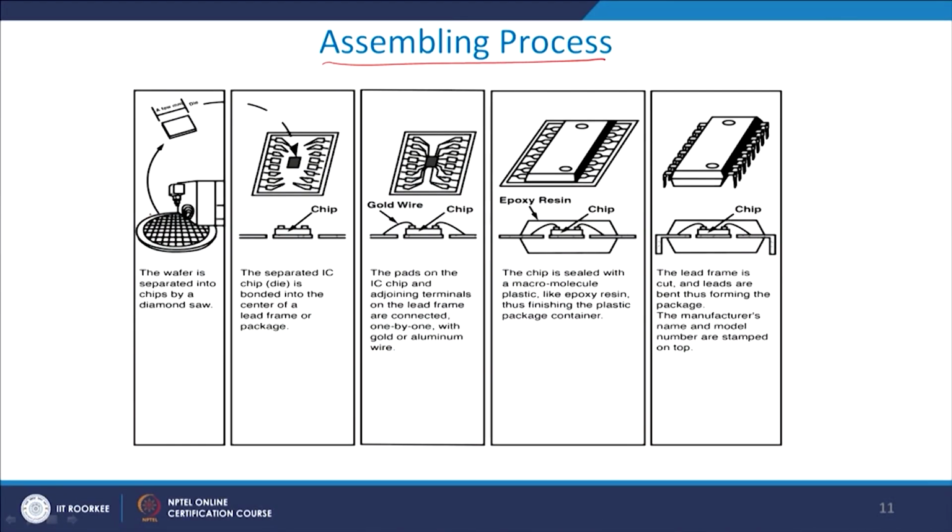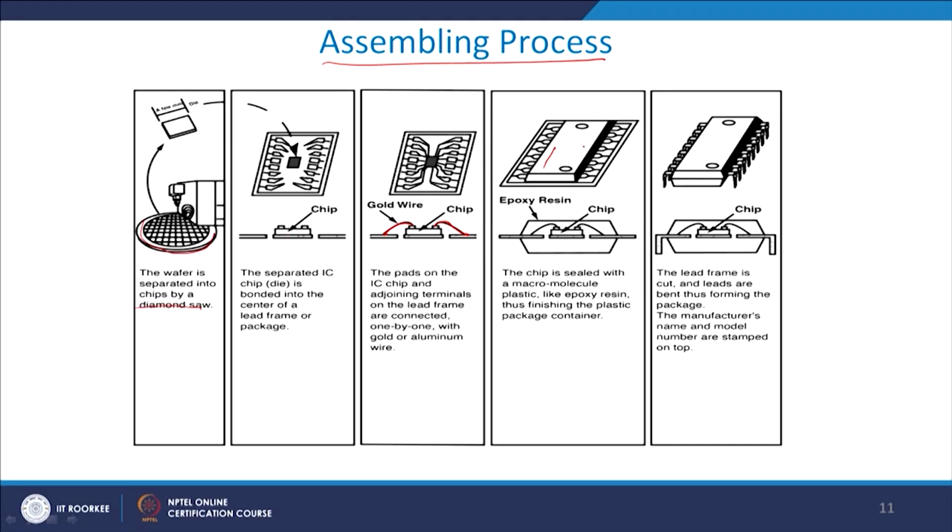As I discussed with you, this is the wafer, and this wafer is separated using a diamond saw. The separated IC chip, which is this one, is bonded into the center of a lead frame or package. So, I have a chip here and I place it here. These are your IO pins which you do not see at the back of it, and these are the gold wires which connect the IO pins to the external world. So, the pads on the IC chip and the adjoining terminals are connected one by one with gold or aluminum wire. After you have connected them, the chip is basically sealed.